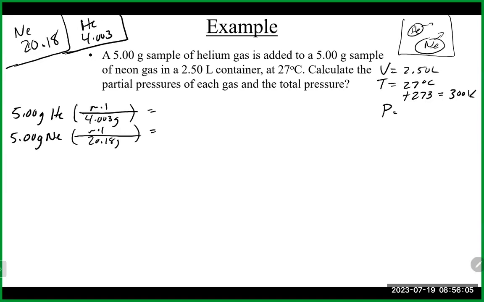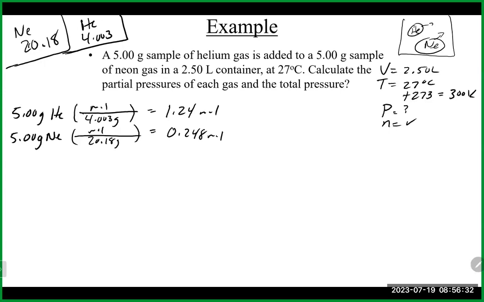And that will give us something like, that feels wrong. Try this again. 5 divided by 4.003. That didn't look like 700. All right, so 1.24 moles. We'll call this guy, and we'll go 5 divided by 20.18. 0.248 moles. So now we really do have moles here. So that's check. So we do have everything we need.